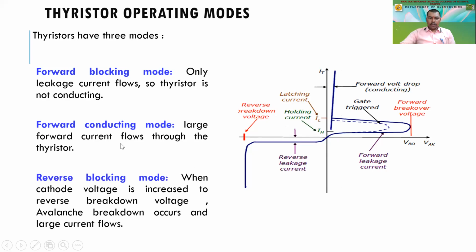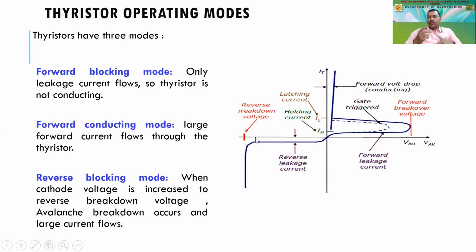The last one is the reverse blocking mode. When the cathode voltage is increased to the reverse breakdown voltage, avalanche breakdown occurs and large current flows through that in reverse bias. So this part of the graph is the third quadrant of the graph, which is in the reverse bias condition. Here we are having this red line, and this is the reverse breakdown voltage.